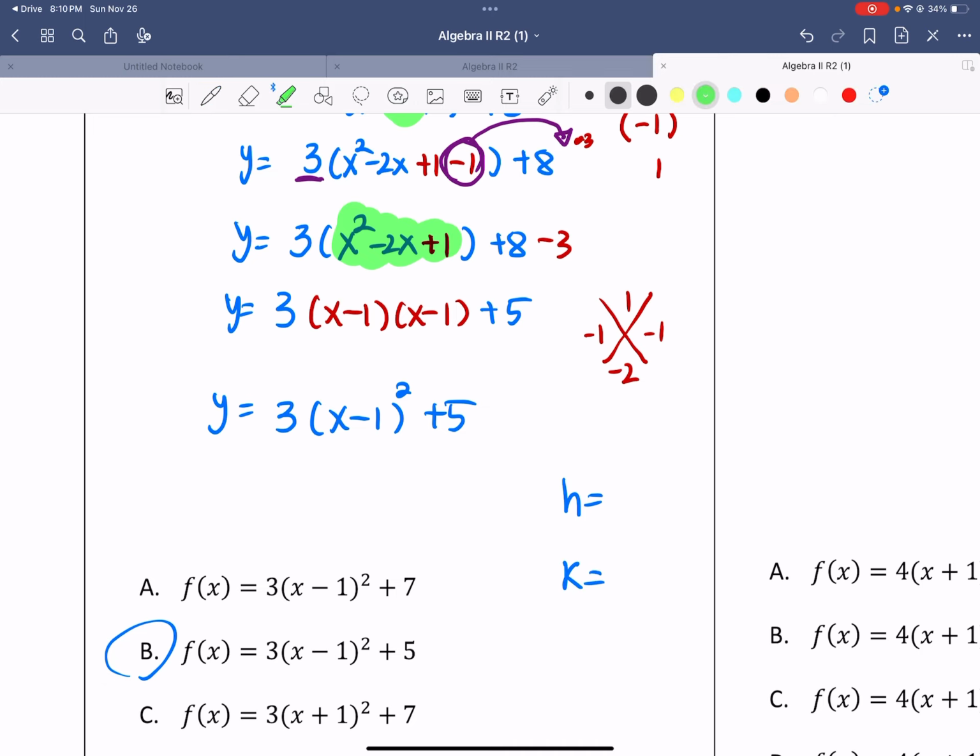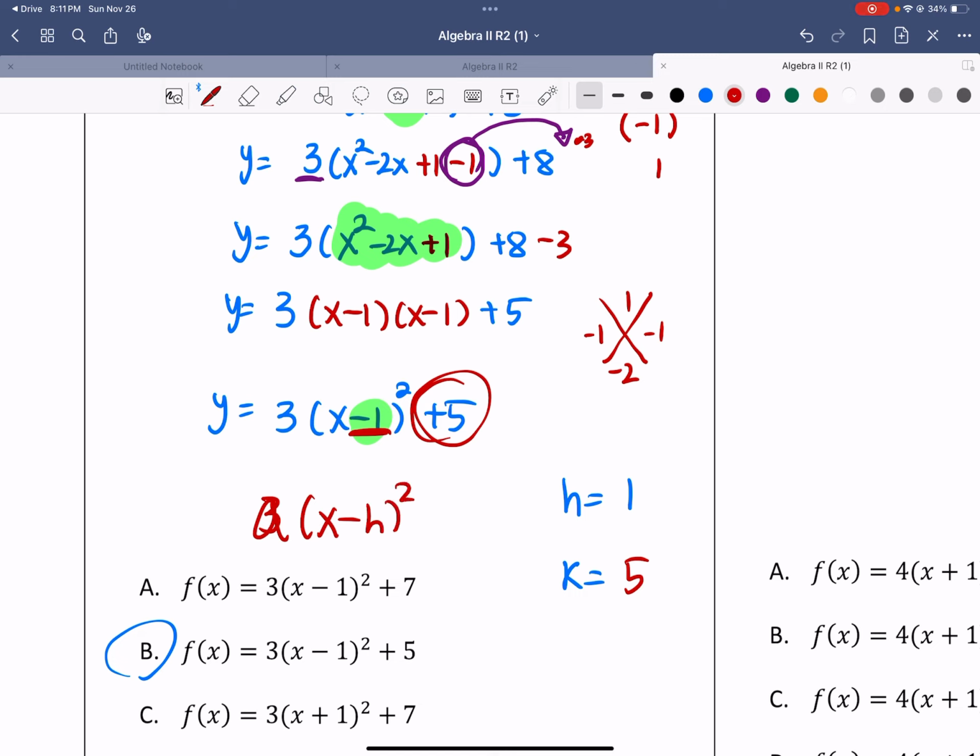h is going to be this number, so it's not negative 1. Remember, you have to flip the sign, so it's going to be 1. What is k? This one is this number. You don't flip the sign because it's the y value, so it's just positive 5. Remember, if it is right next to x inside the parentheses, you flip the sign, because the formula is like that. You just plug this one in, okay?